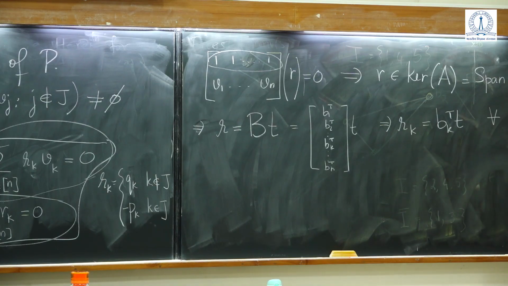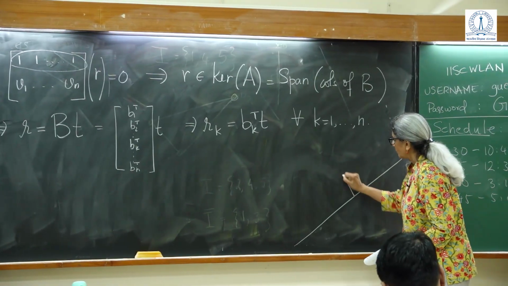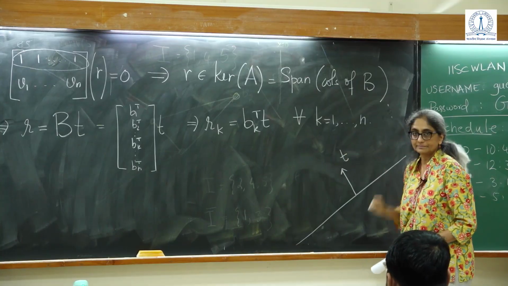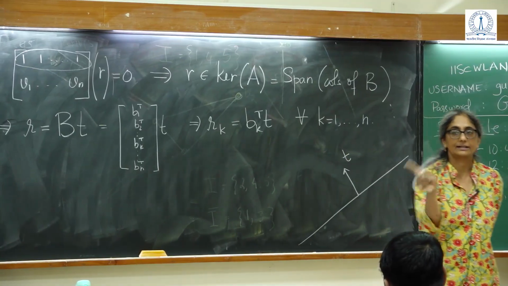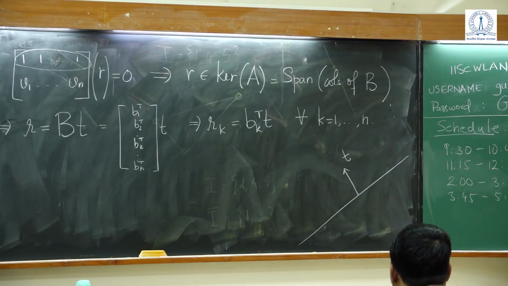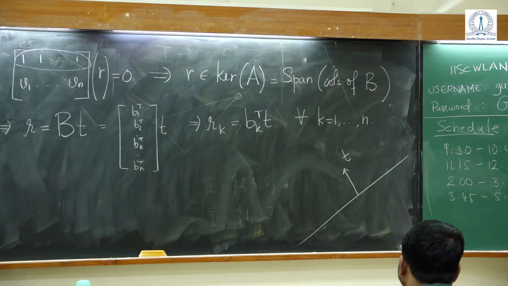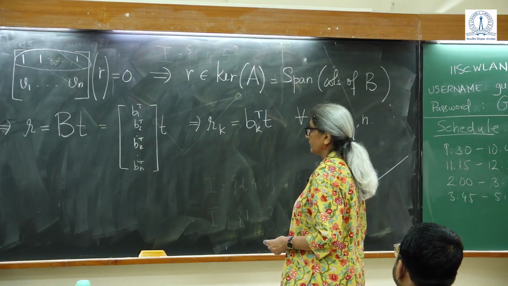Okay, so RK is this, okay? All right, now I'm going to draw a picture. Let's draw the hyperplane whose normal is T. So T is unique. Does everybody agree with that? Yes. Right? Because the columns of the B matrix form a basis, so there's only one way to write R as BT. So I'm drawing the hyperplane whose normal is T. Okay? All right, so now let's look at a few more things.